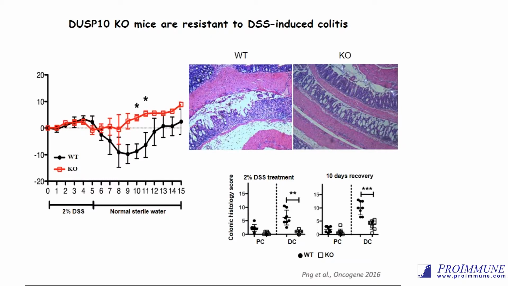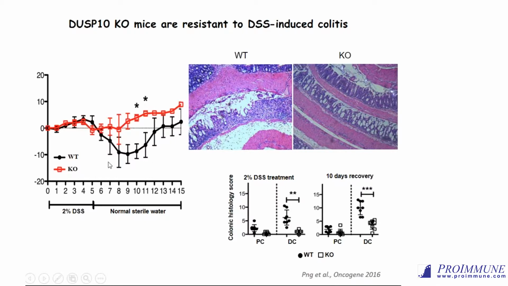As shown here, we fed the mice with 2% DSS in drinking water. Then after that, we withdrew the DSS, let the mice recover, and the body weight loss was recorded. The red line here is the wild type mice, and the black line is the knockout.